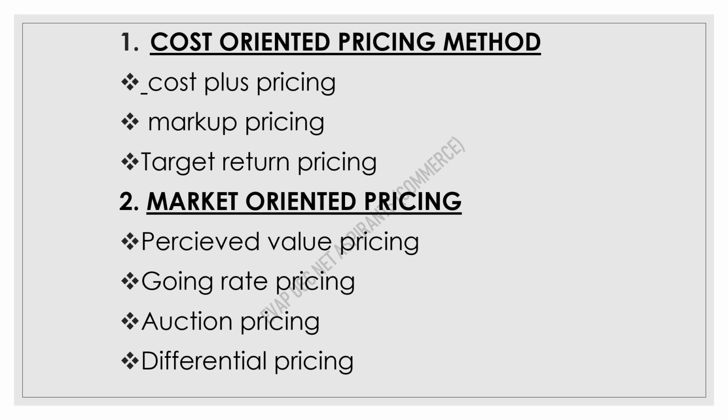Auction pricing. Auction pricing is nothing but bidding pricing. That is, bids are raised by most of them and then the most effective price is fixed for that product. That is called auction pricing. Then next is differential pricing. So what is differential pricing? Different prices are charged for different groups of consumers. That is called differential pricing.